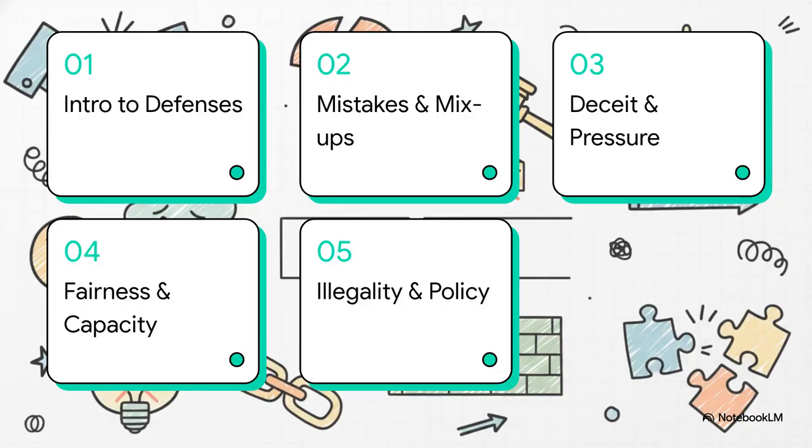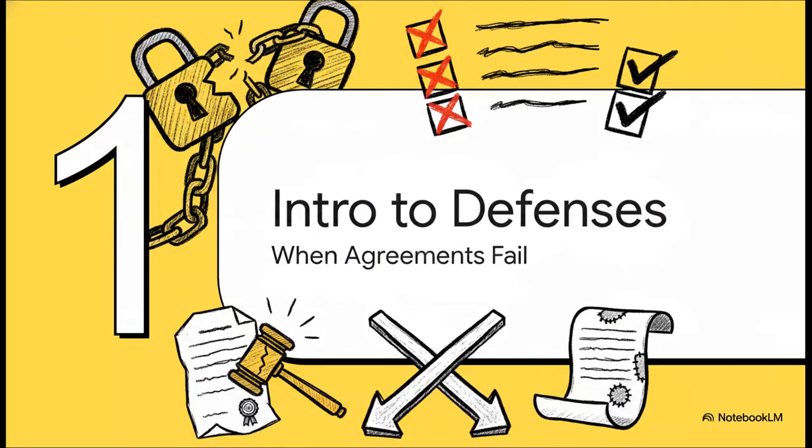Okay, let's look at our roadmap. We're breaking these legal escape hatches down into 5 quick sections: our intro to defenses, mistakes and misunderstandings, deceit and pressure, unconscionability and incapacity, and finally, illegality and public policy. Let's get right into it. Section 1. Intro to contracts and defenses, when apparent agreements fail.